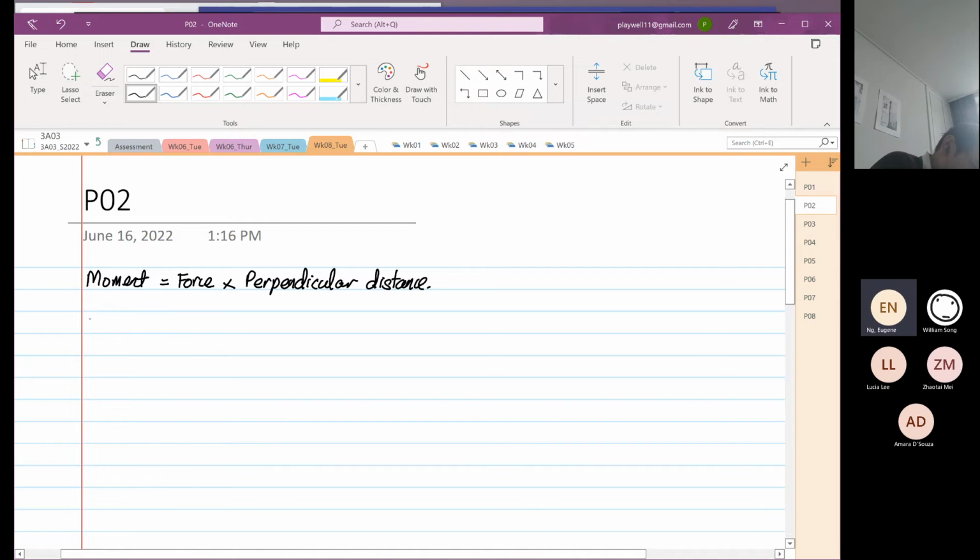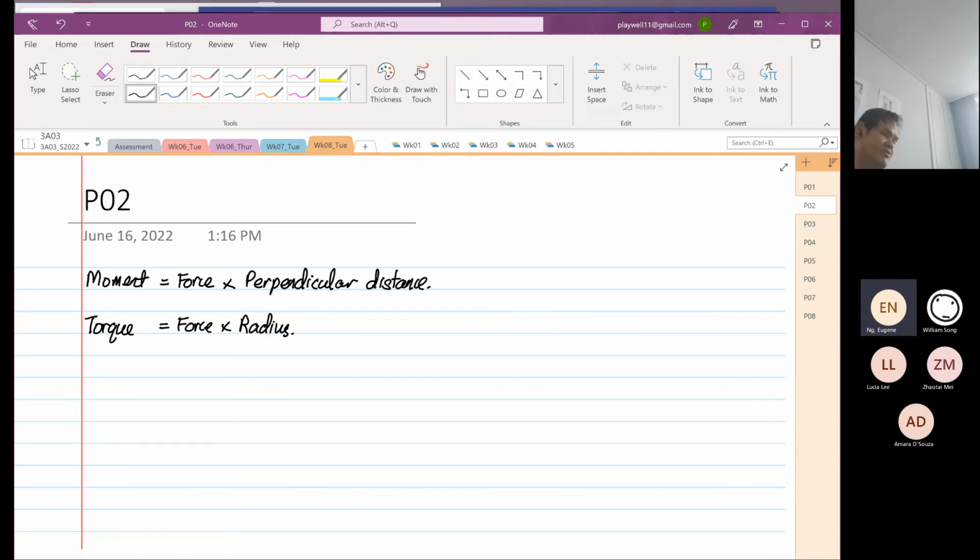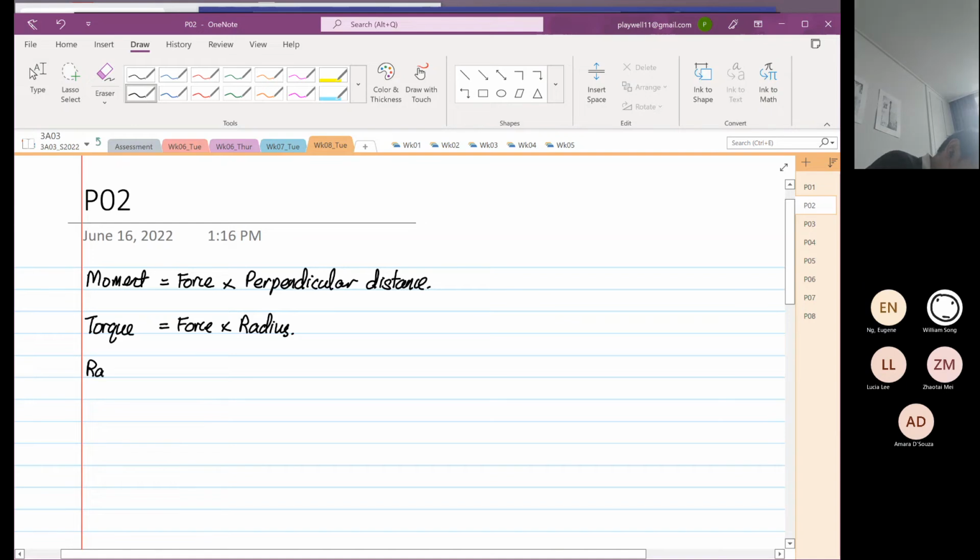We are also aware that torque is equal to force multiplied by radius, right? So the confusing part comes in: the radius is also the perpendicular distance, right?